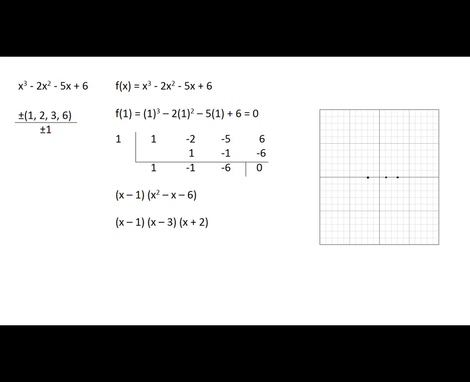Put 0 into the factored polynomial, and we will find the y value when x is at 0. What else is at x equals 0? The y-intercept. The y-intercept is at 0, 6. Make a mark there. Now, we have nearly enough information to draw the graph.